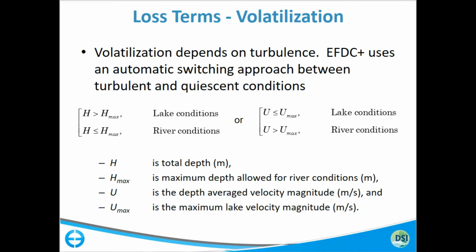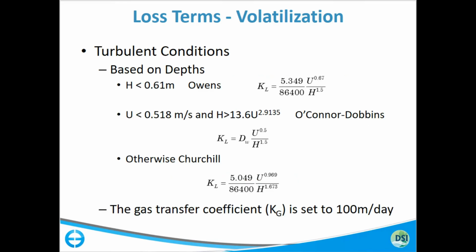Then, once you have identified how you're going to treat that particular cell, if it's turbulent or riverine conditions, we've got three different options for calculating your liquid film mass transfer rate.